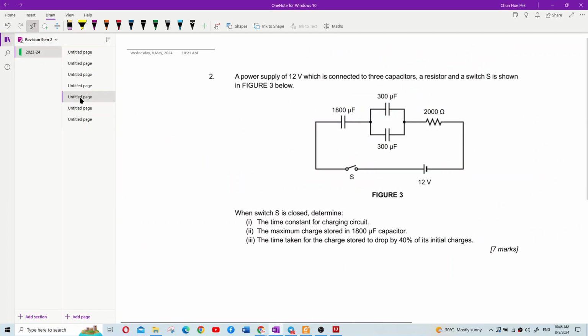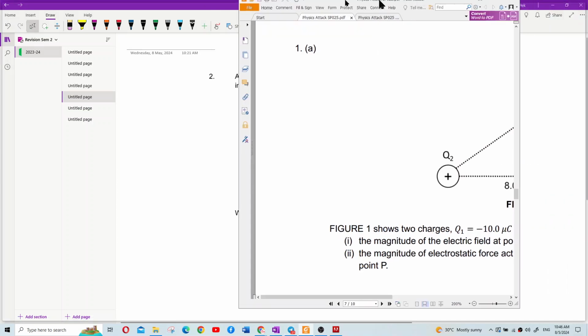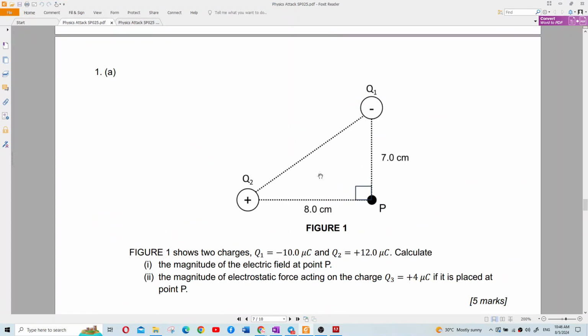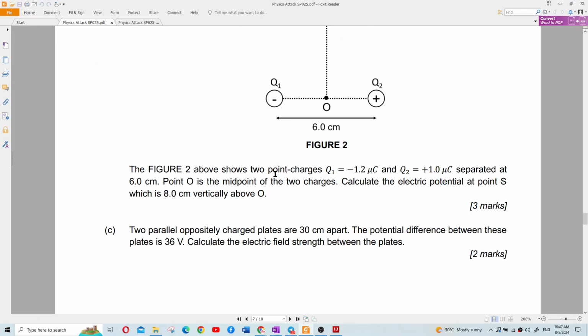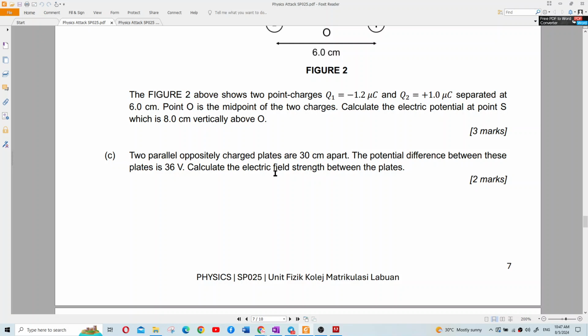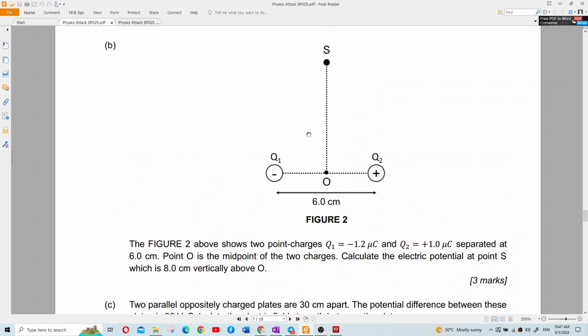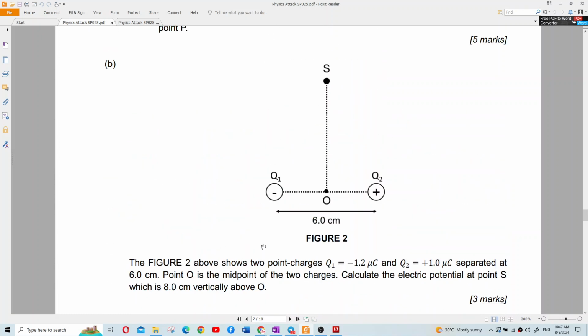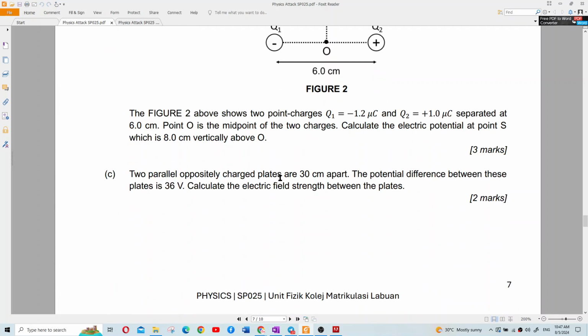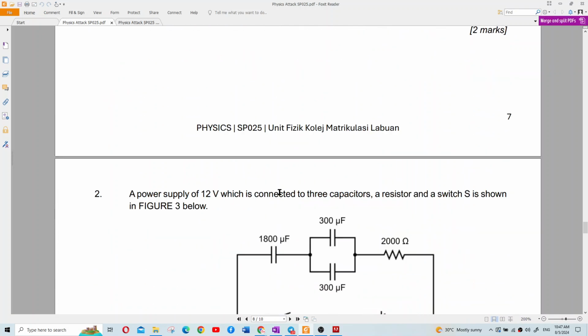The next question. This is question 1, A, 1B, and then this C. A lot of you can do it because it's a very easy question. Basic questions you also cannot do, but really easy questions you can do. No problem for you.